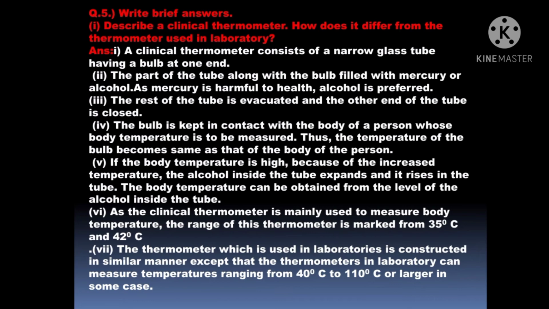And in a laboratory, we have to check temperatures higher than that. We would not know what temperature range is going to come. So the only difference between the clinical thermometer and a laboratory thermometer is that they differ in their ranging property. The range in a laboratory thermometer is higher than that of a clinical thermometer. It is from 40 degrees Celsius to 100 degrees Celsius, or larger also.